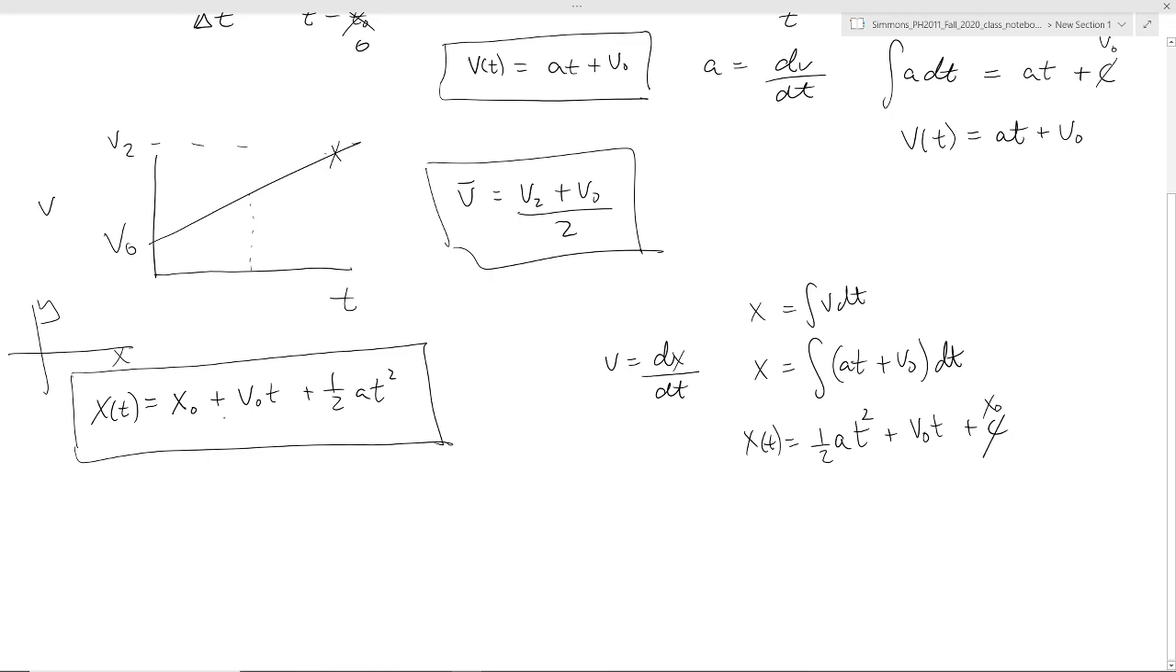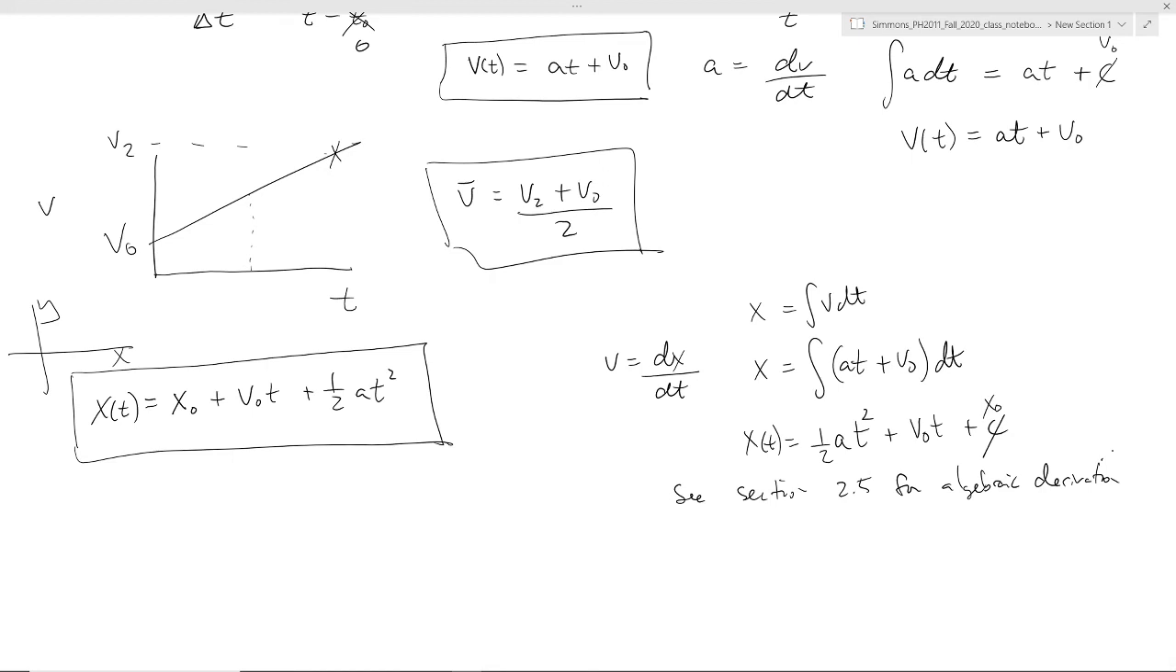Your textbook derives this algebraically. So if you want to see their algebraic argument, if you look in section 2.5, I'll just put a note here. They'll show you how to get that without using calculus.